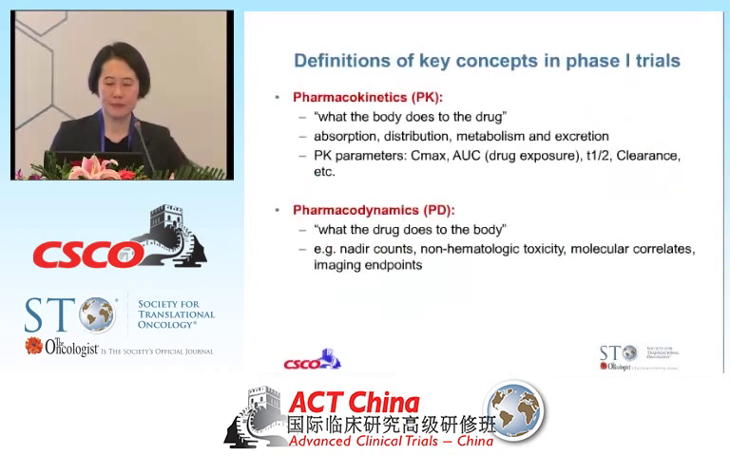The other key concepts in phase 1 study really are the PK and PD, and my next talk will be focusing on that, so I won't during this particular discussion.